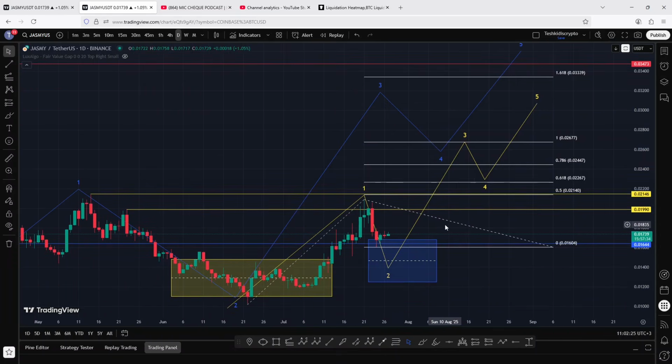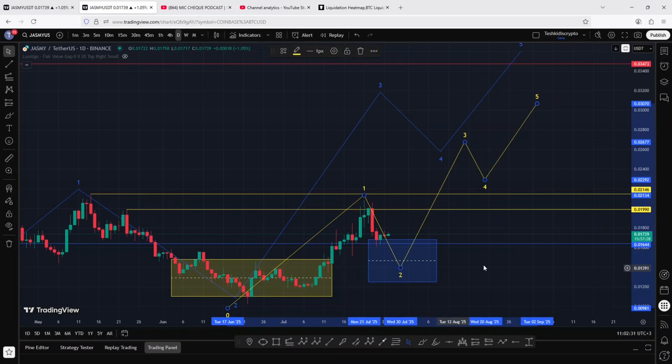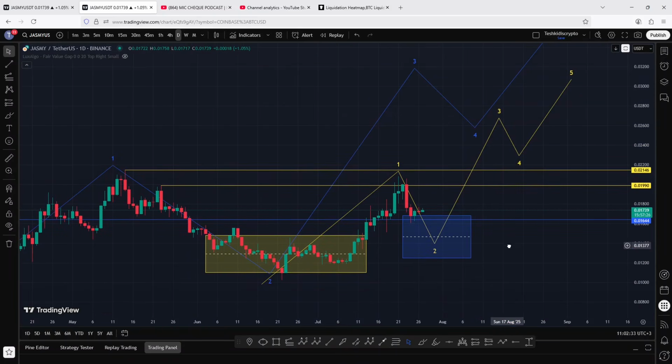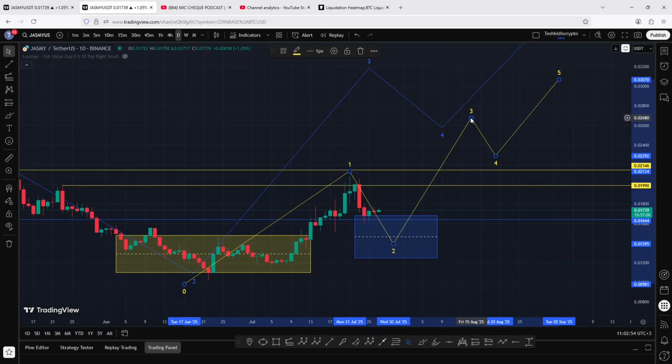The alternative scenario is that maybe we still don't have a low in place in the formation of this second wave, and maybe in the next coming days we are going to get one more pullback into this blue target area to fully maximize the area between the 0.01682 and the 0.01252, and then we can find support and then start a reversal in the next coming days, starting an impulse in the formation of this wave 3.